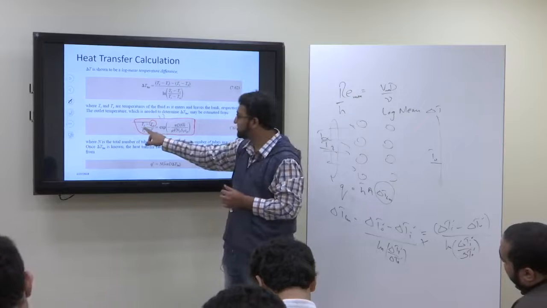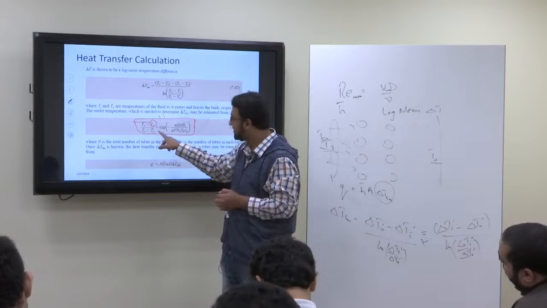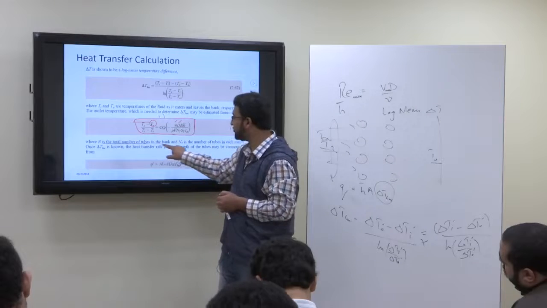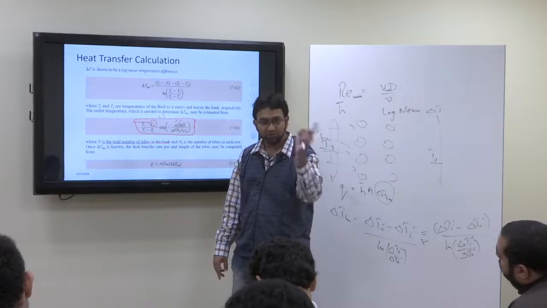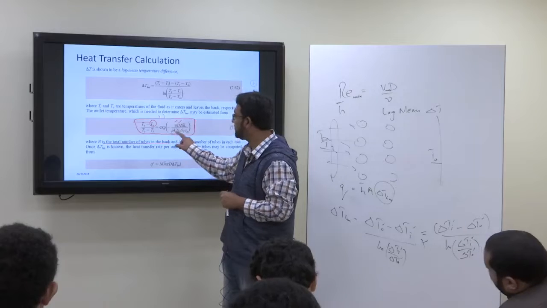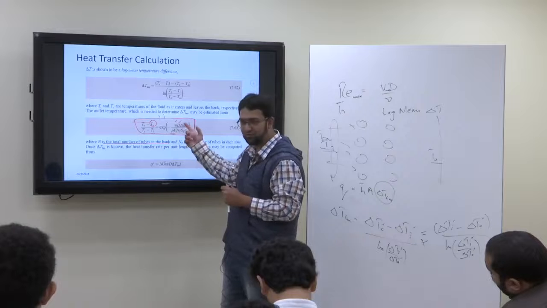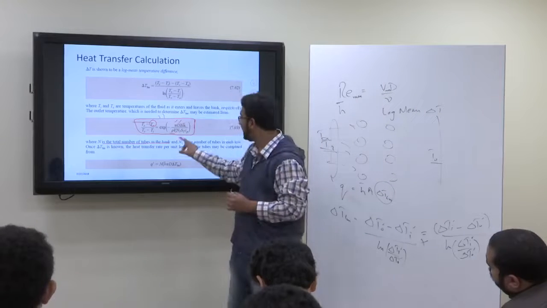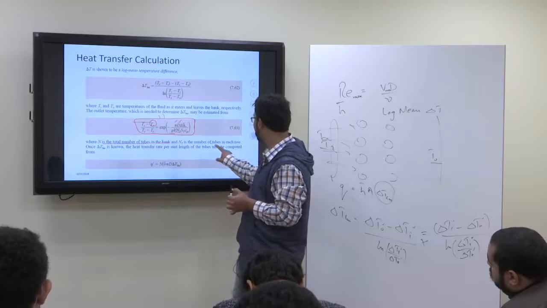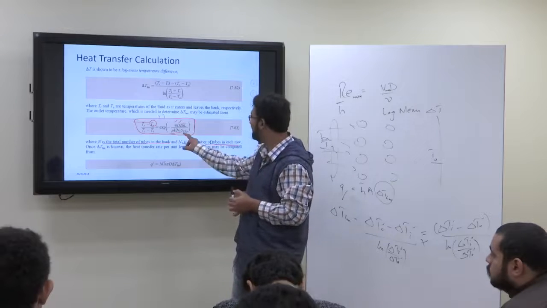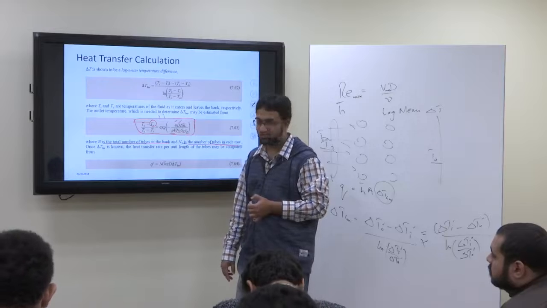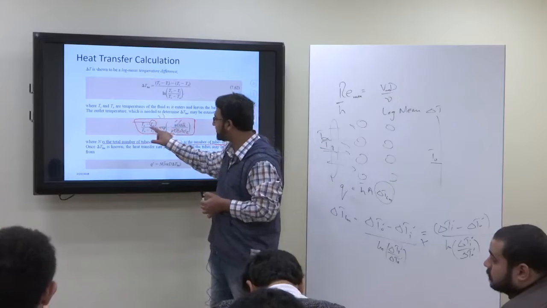So this is Ts minus T naught upon Ts minus Ti equals exponential negative pi d, d is the diameter, n is the total number of tubes, not just in a row, total number of tubes, multiplied by h bar divided by rho v. V is the velocity, the inlet velocity. Nt, number of tubes in a row. St is the transverse pitch, multiplied by Cp, specific heat. So you use this formula to find out what is T naught.